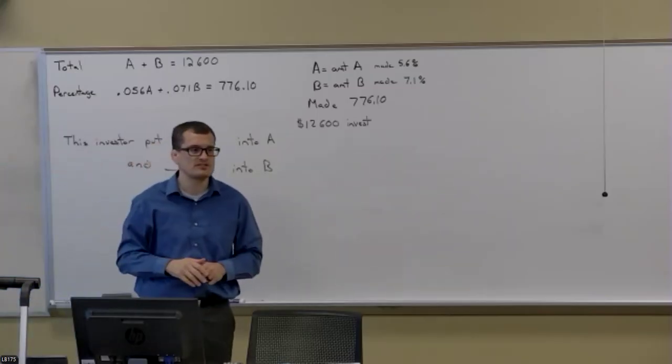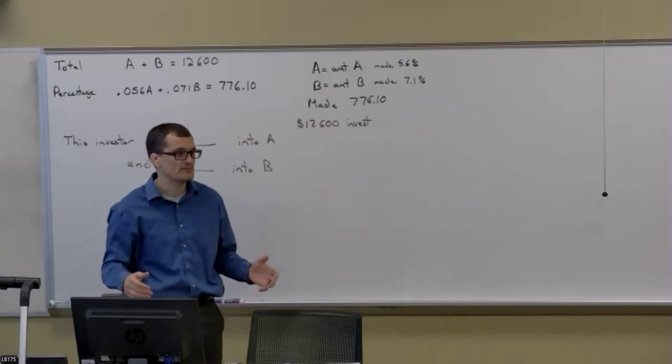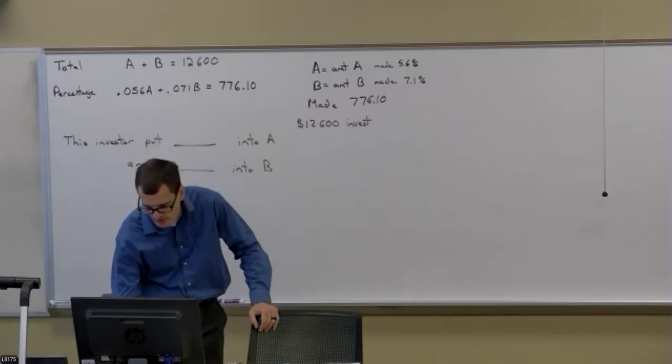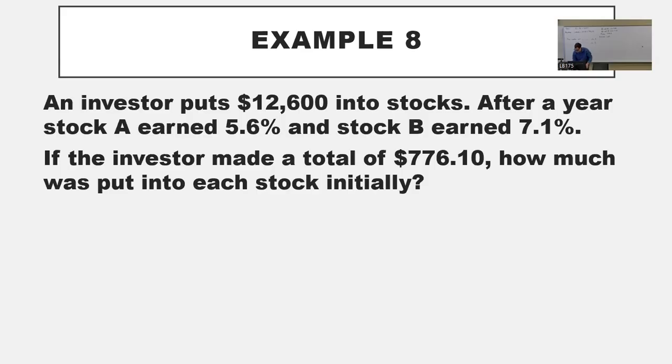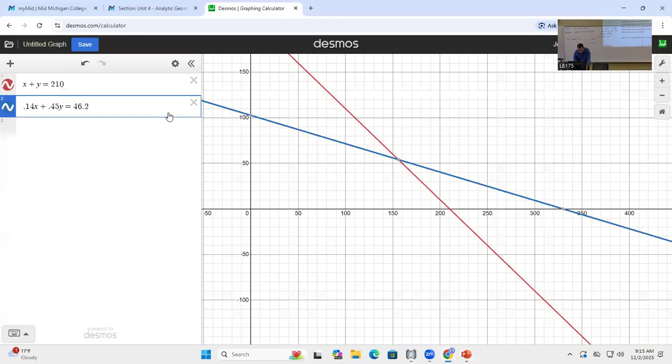We'll figure out how much they put into each. Again, I'll just solve this using graphing, make it very straightforward, hopefully. I got to use X and Y if I graph it on Desmos instead of A and B. So I'll use X and A interchangeably and Y and B interchangeably.